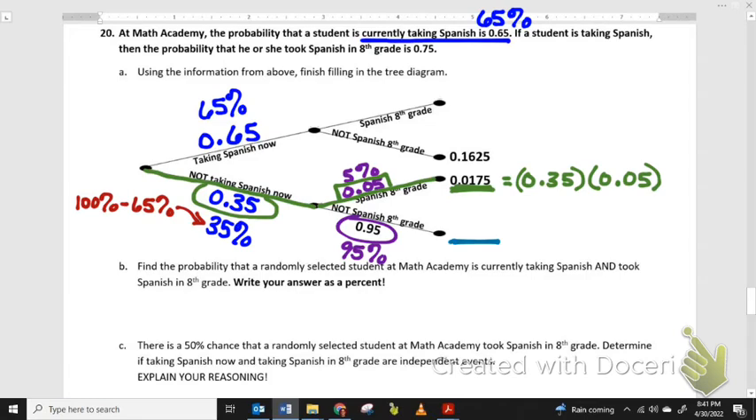Okay, so since we know that that's how you get the numbers at the end, what would I have right here? Down at the very bottom of this branch. How would I get that number? Yes, we're going to multiply the 0.35 with the 0.95. And that's how we will get this. So what do we get there? 0.3325.